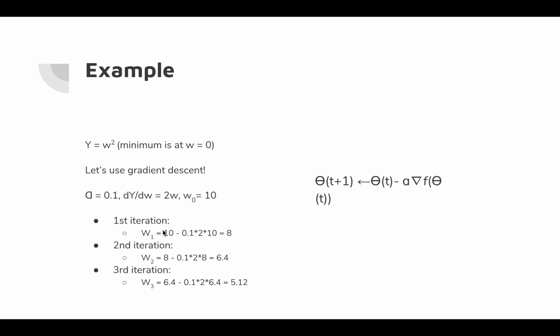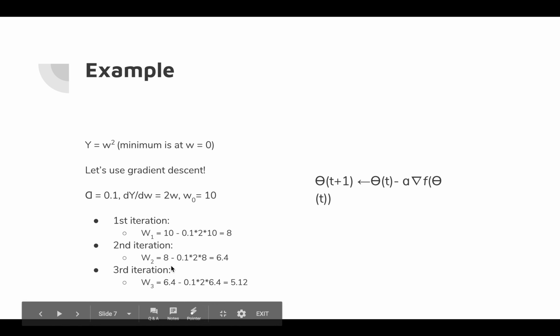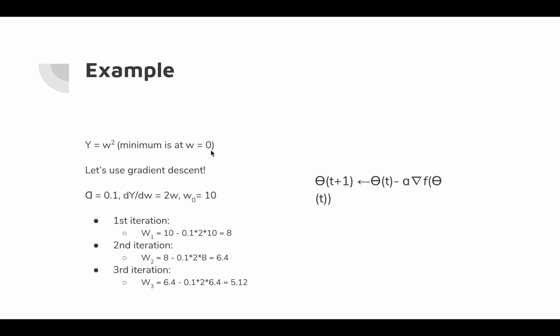So after our first iteration, we see that w1 equals 10, which is our initial w value, minus learning rate times 2 times w, in this case 10, and we get 8. After our second iteration, we do 8 minus learning rate times 2 times w, and we get 6.4. Again, a third time, 6.4 minus learning rate times 2 times w, or 6.4 again, and we get 5.12. So as you can see, with each iteration, we're actually getting closer and closer to our minimum value of w equals 0, right? So let's see how well we actually do, say with 100 iterations.